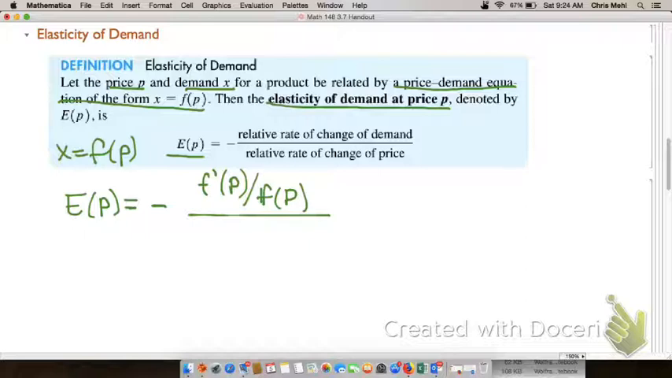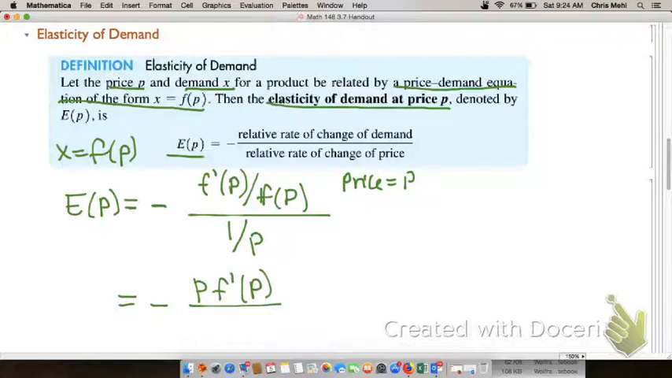So that's the derivative of the demand function divided by the demand function. And then in the denominator, since the price is just P dollars, price equals P, the relative rate of change of price would be the derivative, which is 1, so the derivative with respect to P over the function P itself. And instead of dividing by 1 over P, if you multiply by the reciprocal, the formula for elasticity becomes minus P times F prime of P over F of P.